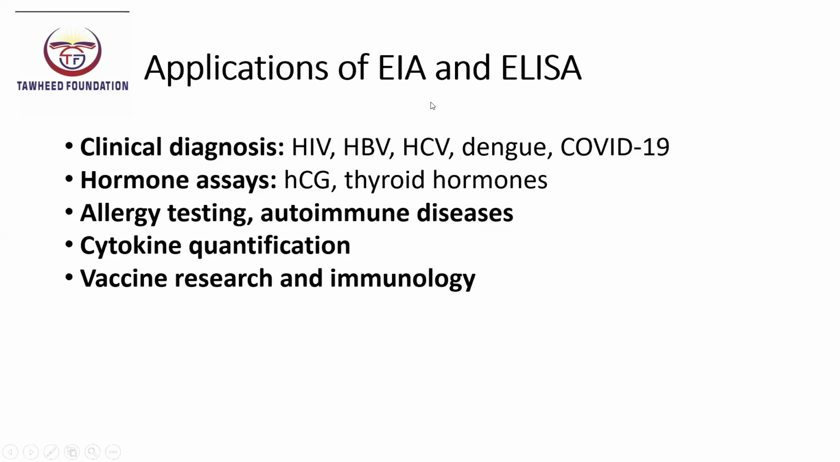Next is application of EIA and ELISA. Clinical diagnosis, that is HIV, HBV, HCV, dengue, and COVID-19. Hormone assays, HCG, thyroid hormones, allergy testing, and autoimmune disease testing. Cytokine quantification for research, vaccine research, and immunology, monitoring immune responses. ELISA and its variants remain cornerstones in modern immunology and diagnostics, replacing older radioactive methods while providing high sensitivity, specificity, and safety.